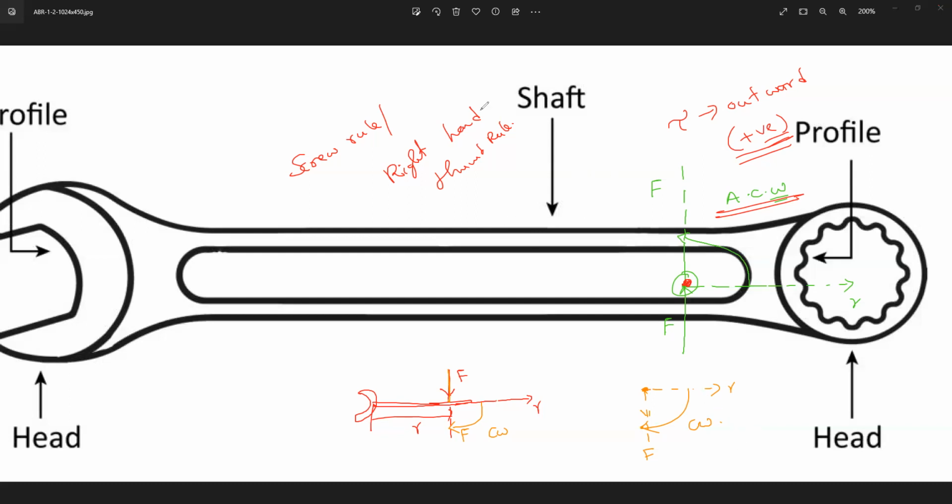Are you clear, everybody? So now, torque is equal to R into F. Is it moving inwards or outwards? Inward. And is it clockwise or anti-clockwise? Clockwise. So that torque is negative. Please write: negative. If it is anti-clockwise, torque is positive. If it is clockwise, torque is negative.